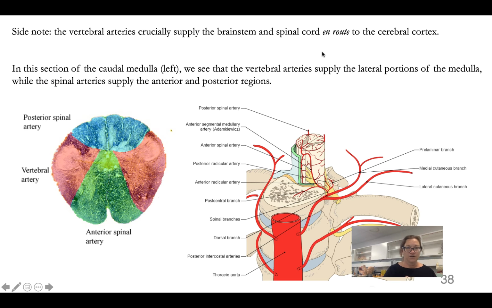And as a side note, this is in cross-section of the brainstem. So these vertebral arteries are en route to the cerebral cortex, where they supply the posterior cerebral cortices. This is a caudal medulla section, and you can see that they supply large swaths of the brainstem en route to supplying the posterior cerebral cortex.